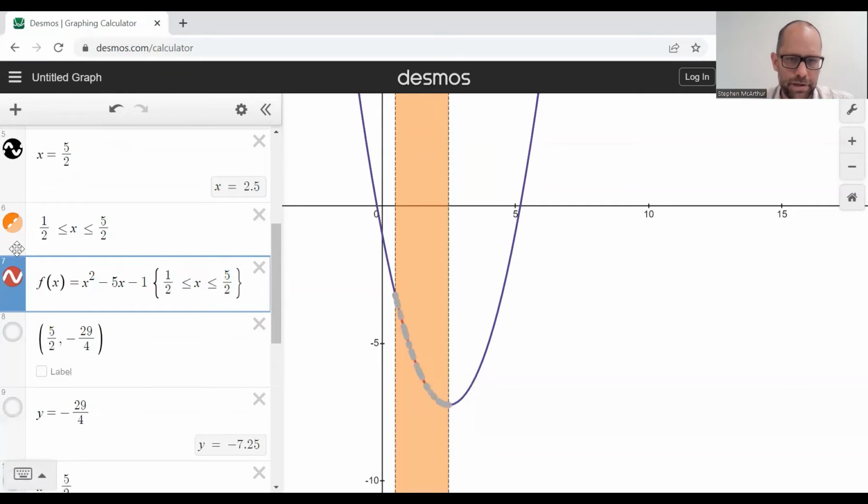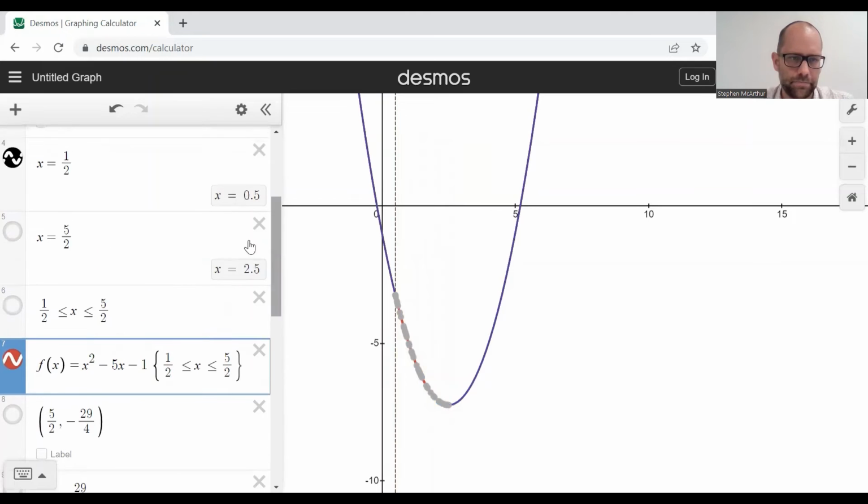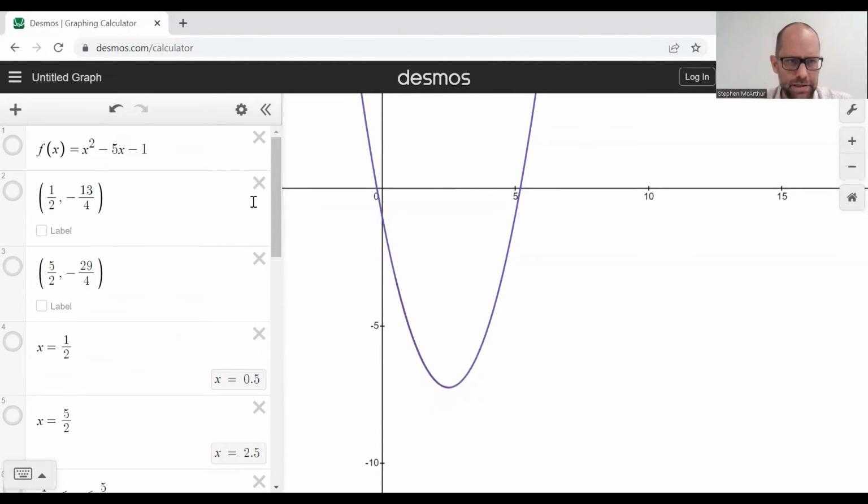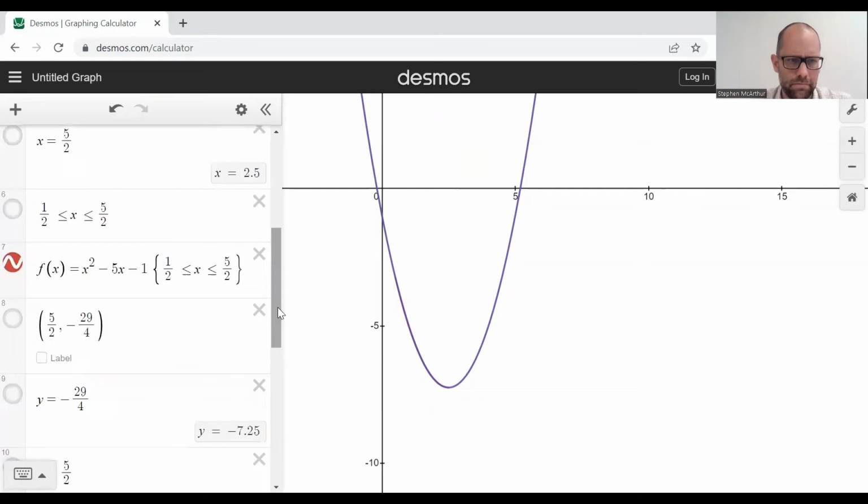I'm going to just turn that bit on, turn all this extra stuff off. We don't need this now. Off. Okay. And I'll turn off the whole quadratic. And what I'm left with is, what happened here?